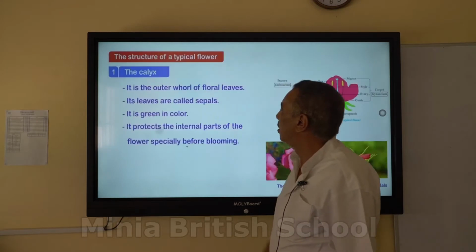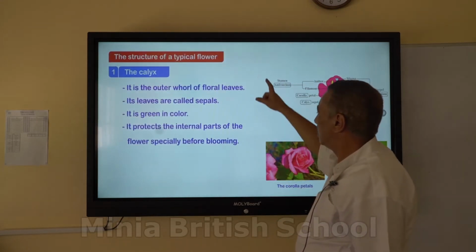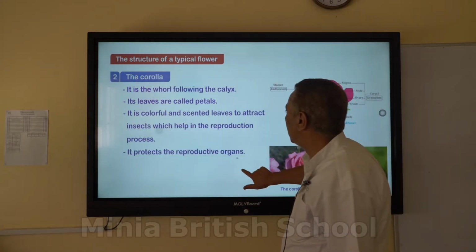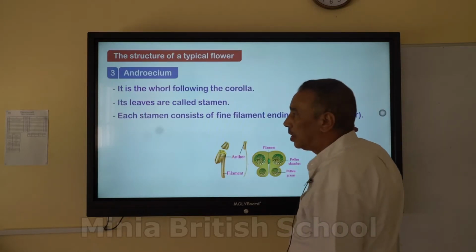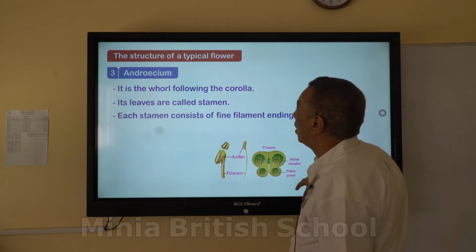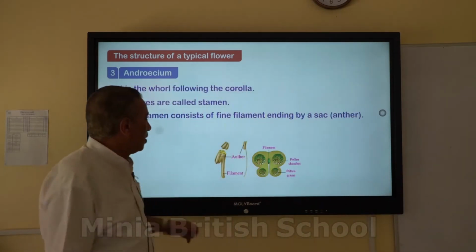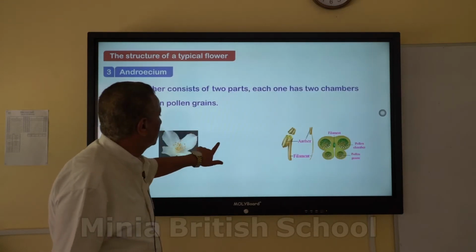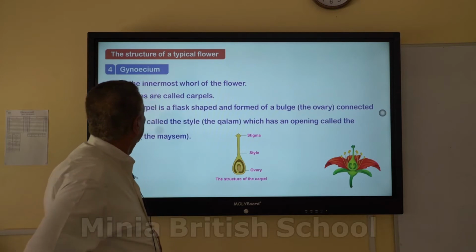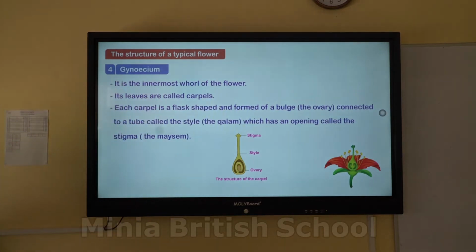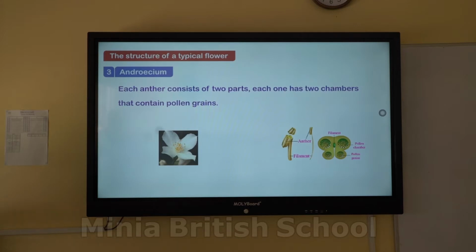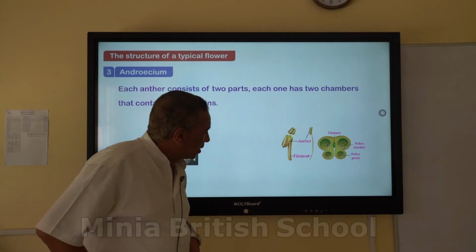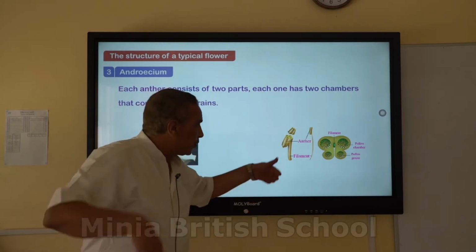These are the functions of the calyx. We explained it, and the androecium. What about the androecium? I said there is a structure like a stick called the filament. The stamen has a structure like a stick called the filament, which carries the anther.